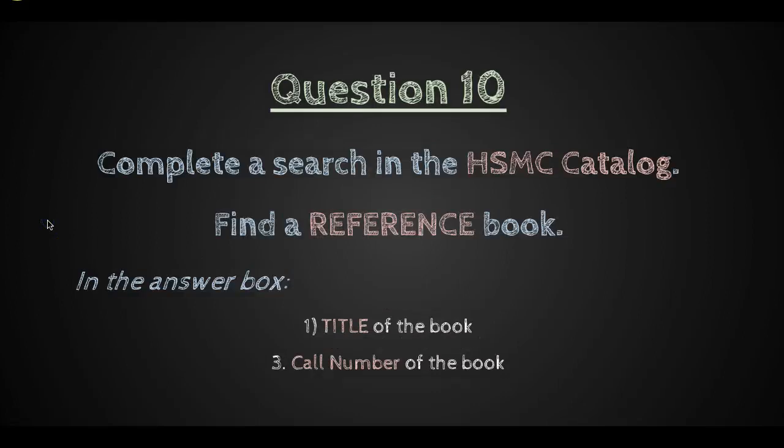Question 10. Complete a search in the HSMC catalog. Find a reference book. So this is the one that starts with an R. In the answer box, put the title of the book and the call number of the book, because these often don't have just one author. Pause the video when you're finished.